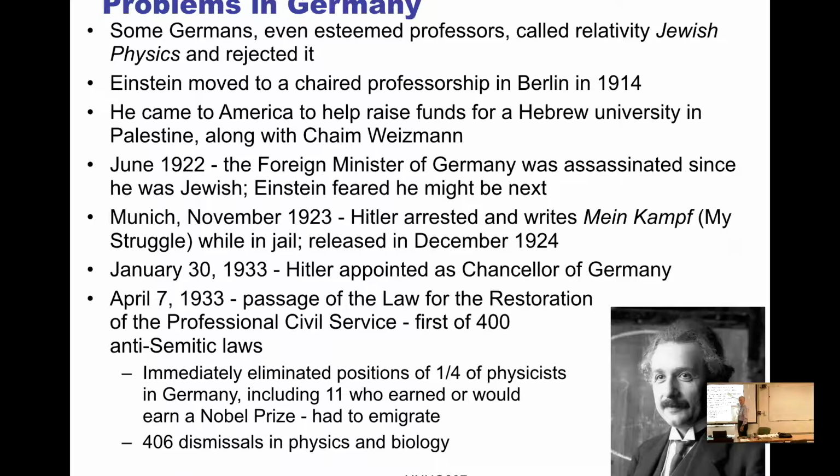searching for a place for the Jews to call their homeland, since they've been booted around the world so much over hundreds and thousands of years. And so he actually came to raise money for finding a Jewish homeland. Things are bad in Germany, though. The foreign minister in Germany, who was Jewish, and a chemist, was assassinated in June of 1922 because he was Jewish. And Einstein figured he'd be next. By 1922, he was the most famous scientist in the world.